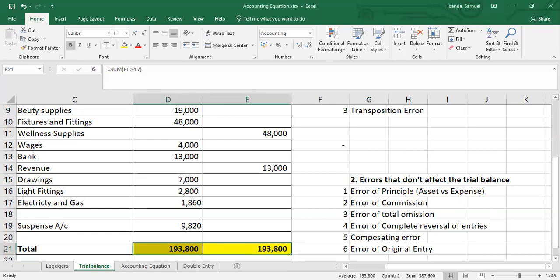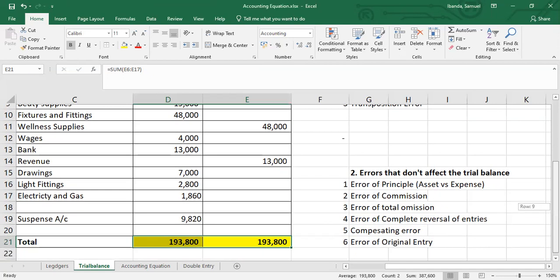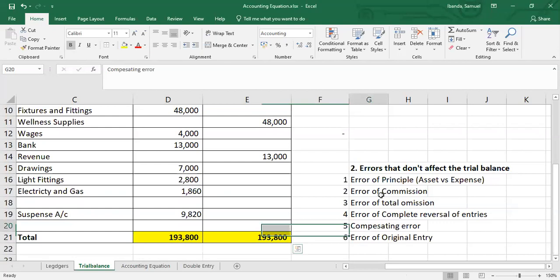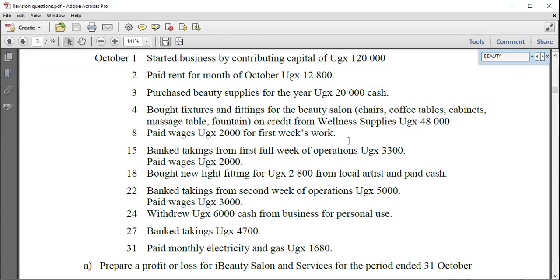So we are looking at errors, and I just want to give more clarity on the compensating error as requested. Now, the compensating error, what we are saying is you make an error on one item or one transaction, and by chance you make another error that compensates for the other error that you made. You get it?